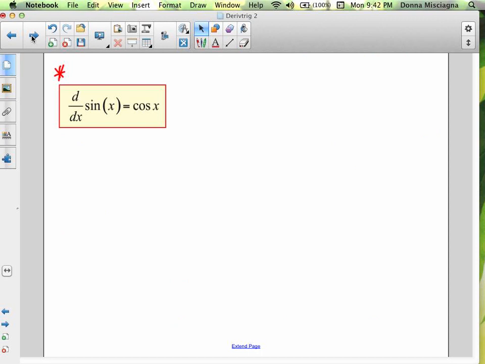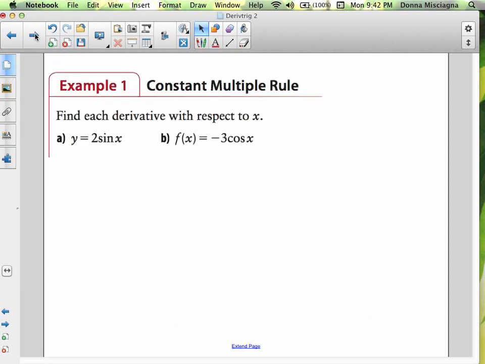So now that we did all that work to determine without a doubt what the derivative of sine x and the derivative of cosine x are, let's solve a few problems with those. And actually, the bulk of this lesson was just finding the derivatives.